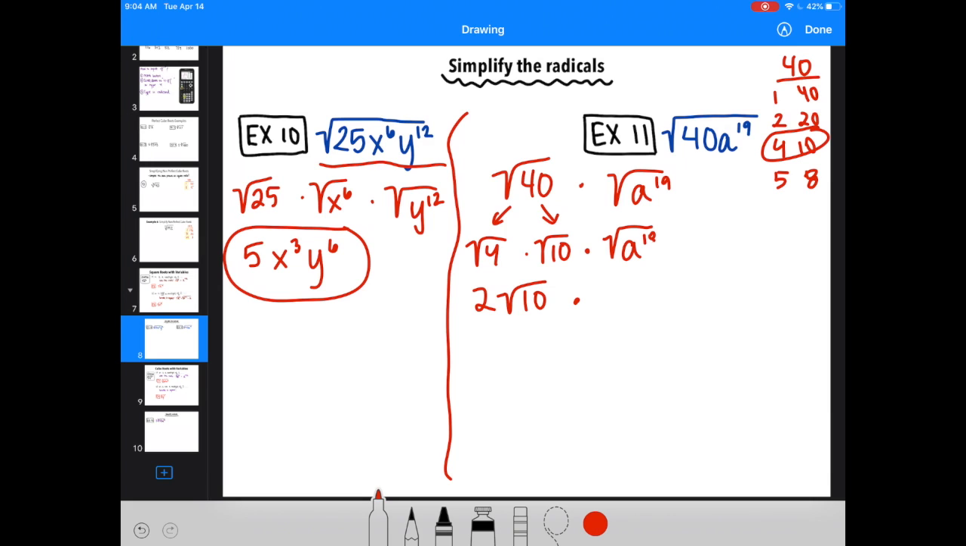I'm going to break it up into a to the 18th and square root a. So you basically just go one less value of this and pull out one variable. Square root of a to the 18th breaks up into a to the 9 value, so 18 divided by 2 gives me 9. Square root a. So now for my final answer, it's time to combine my radicals and combine my coefficients. My final answer is 2a to the 9th power square root of 10a.